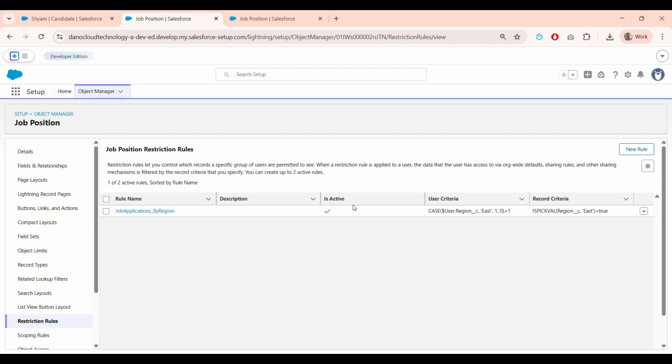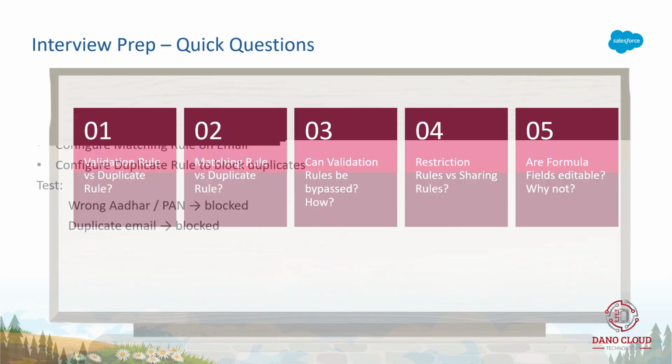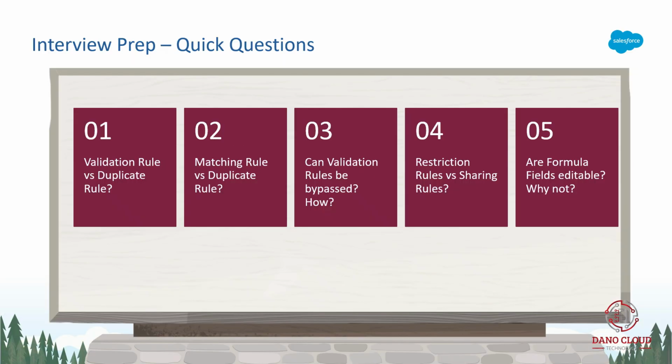Now recruiters with the east region only see job positions for the east region, even though technically they would have access to all because of OWD. Here are some interview questions.